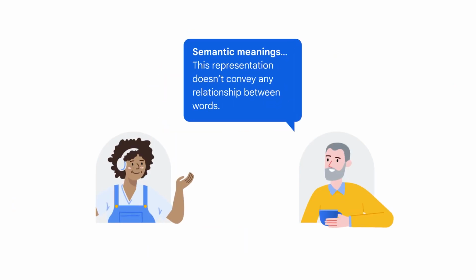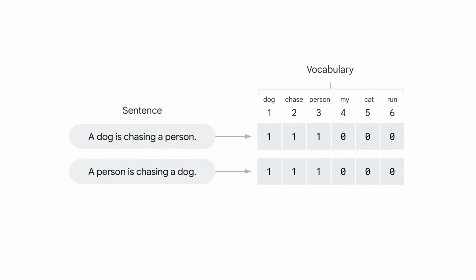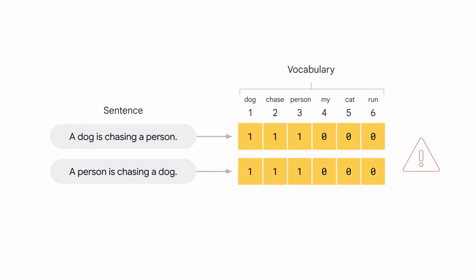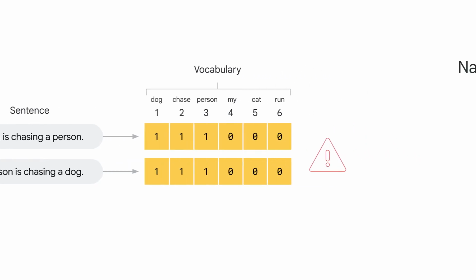What about semantic meanings? This simple representation of yes or no as 0 and 1 in the vocabulary doesn't reveal any relationships between words and sentences. For example, a dog is chasing a person and a person is chasing a dog would have the same representation with the basic vectorization technique despite their opposite meanings.